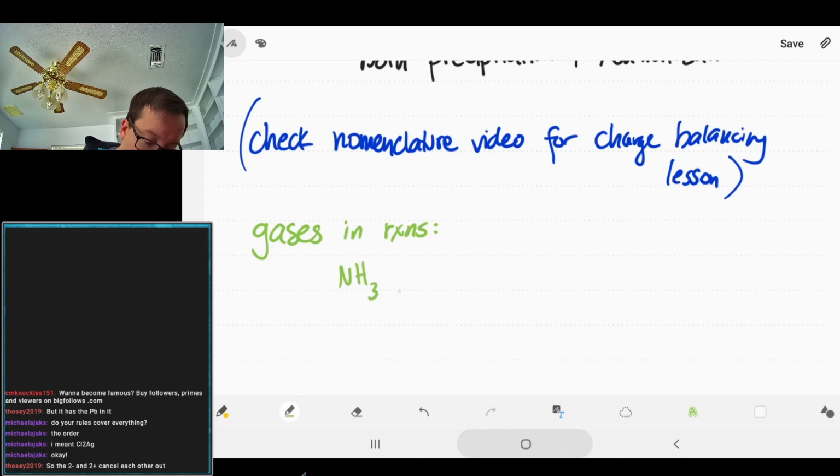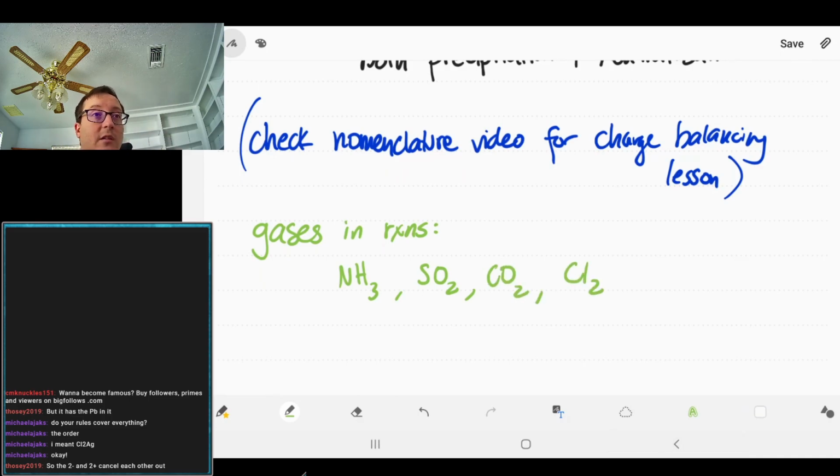ammonia, sulfur dioxide, carbon dioxide, and chlorine. Oh, we have one more, hydrogen sulfide. We've got 5. And in fact, I'm going to switch those last two because we're going to see that chlorine doesn't form in double displacement reactions, but it can in single replacement reactions, which we will talk about next time. So, but these will be things that will be gases when they're produced.